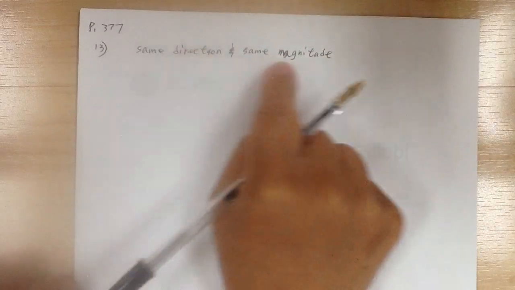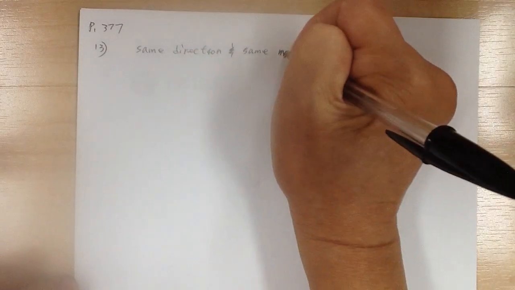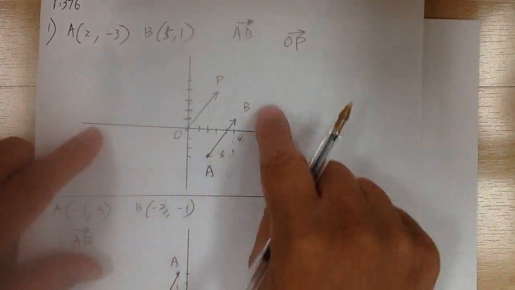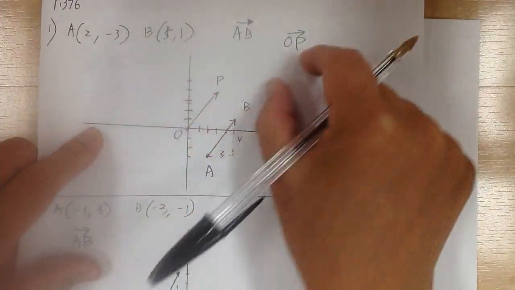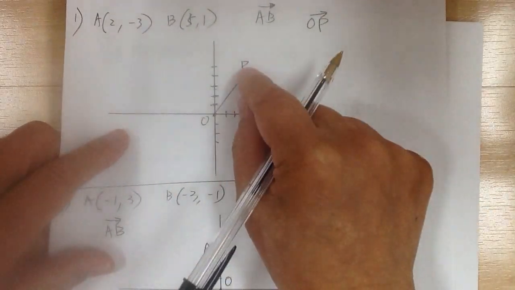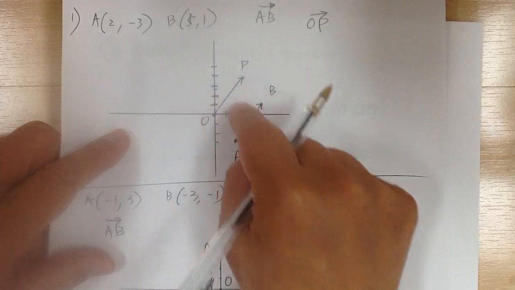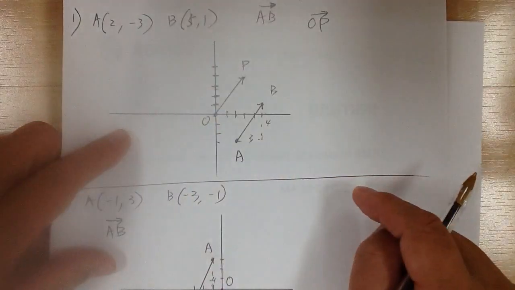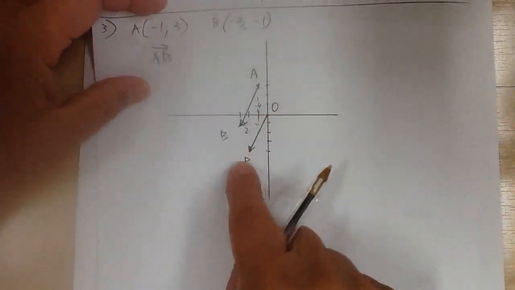Okay, so same direction and same length. A good example of that would be this one here. See, they have the same direction and same length. So it's okay, you can slide it around, as long as they have the same direction and same length. So these two vectors are equal. Again, same direction, same length.